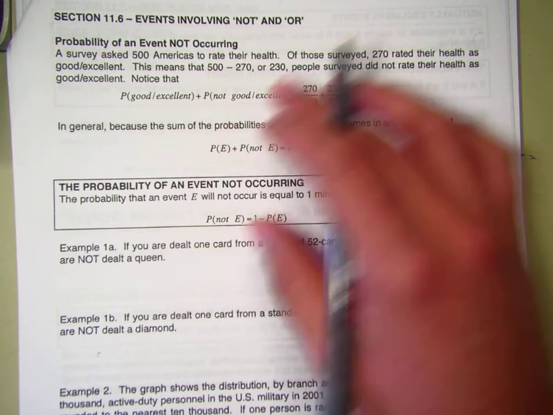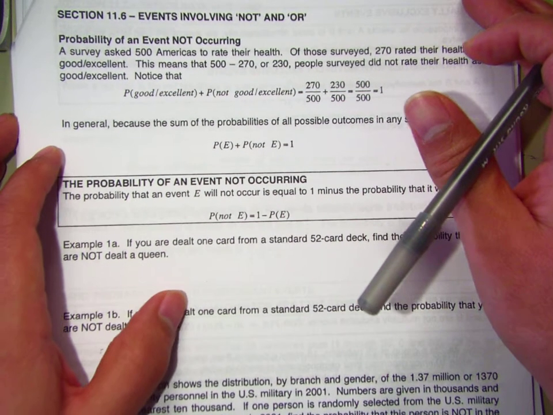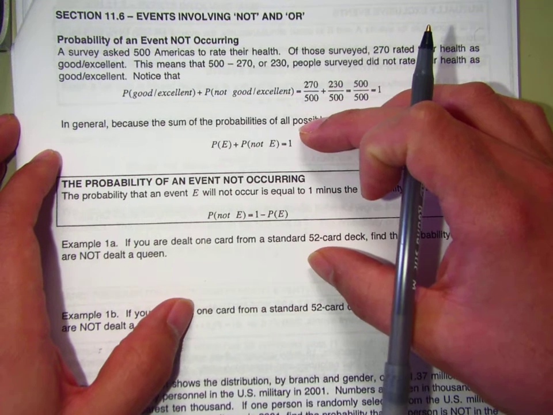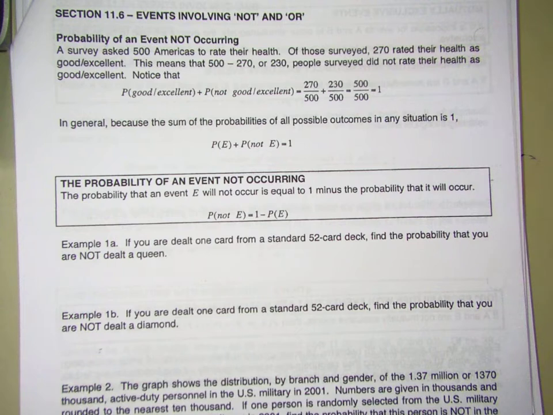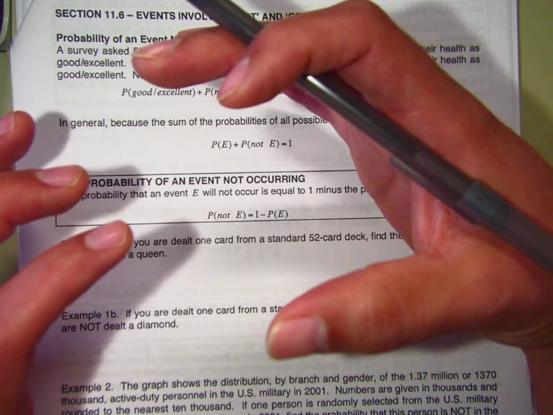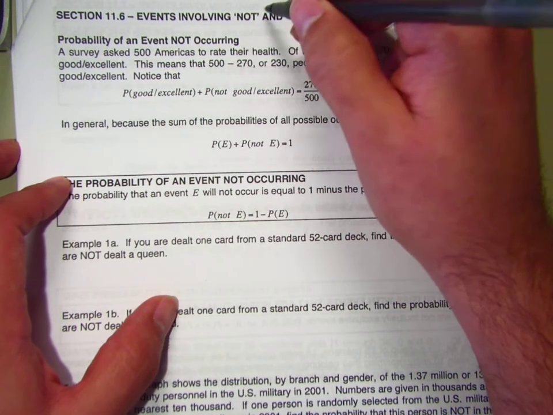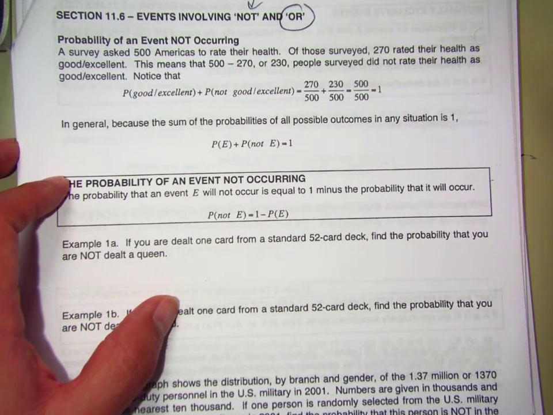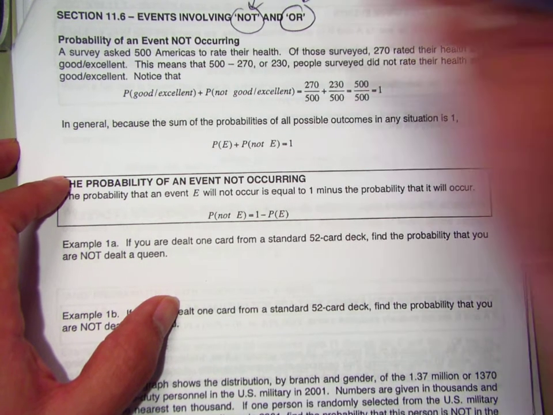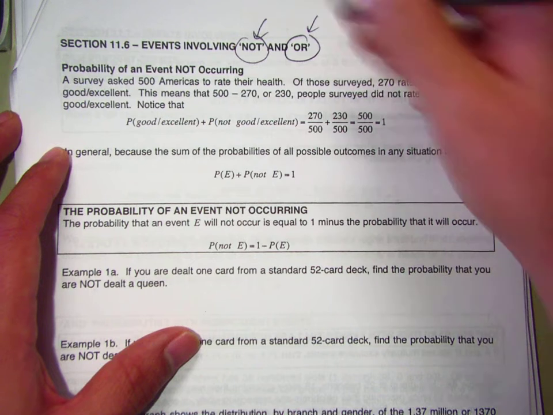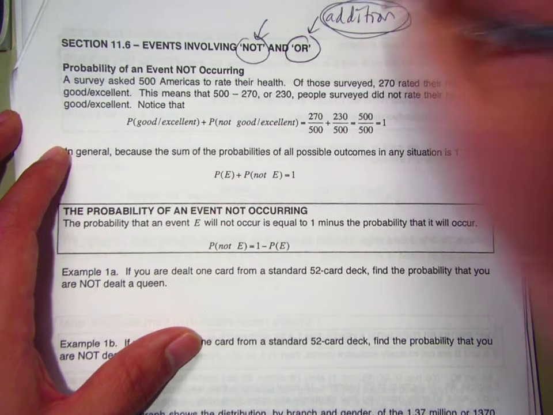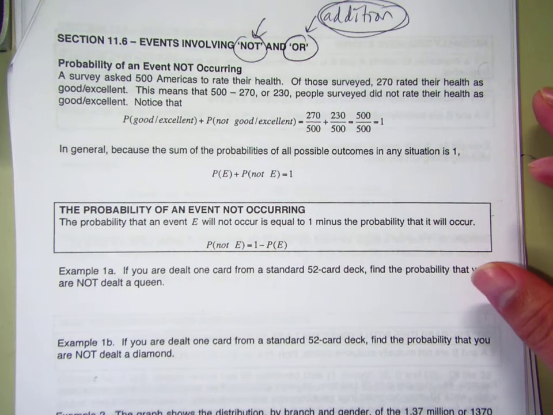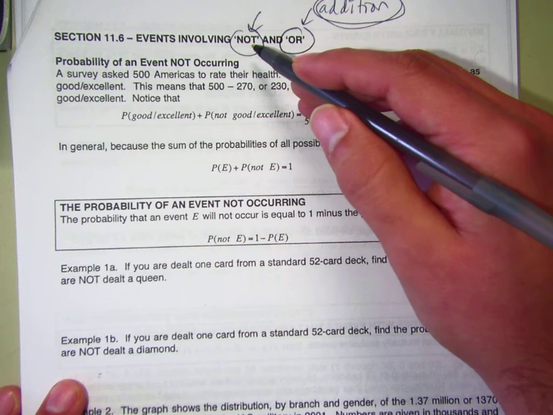So for 11.6, we're skipping 11.5 because it's actually more involved than what we're going to do today and tomorrow. But let's start with 11.6. In 11.6, we're basically putting two events or more together, okay? And we're combining them with the word or. Sometimes not. But these are the two words that we're going to focus on. And as you'll see soon, or typically means addition. So whenever you see or, that means that we're going to be adding our probabilities together in some way, shape, or form. Okay? Not is pretty self-explanatory.